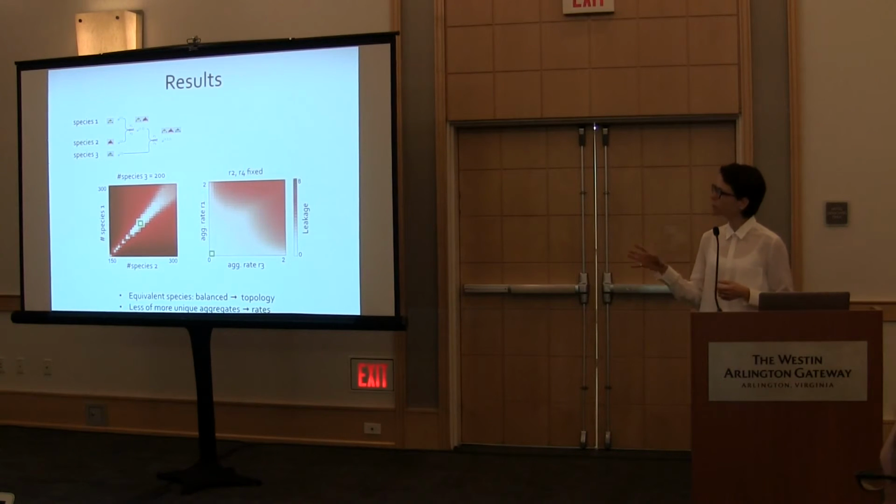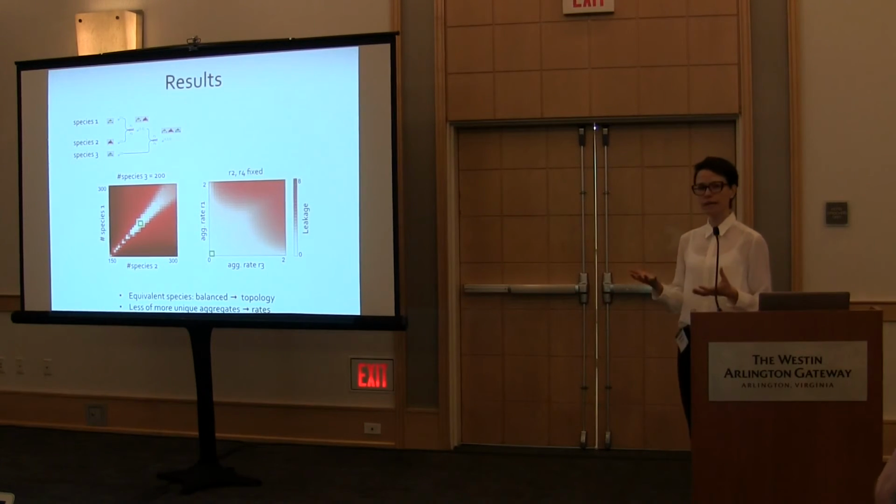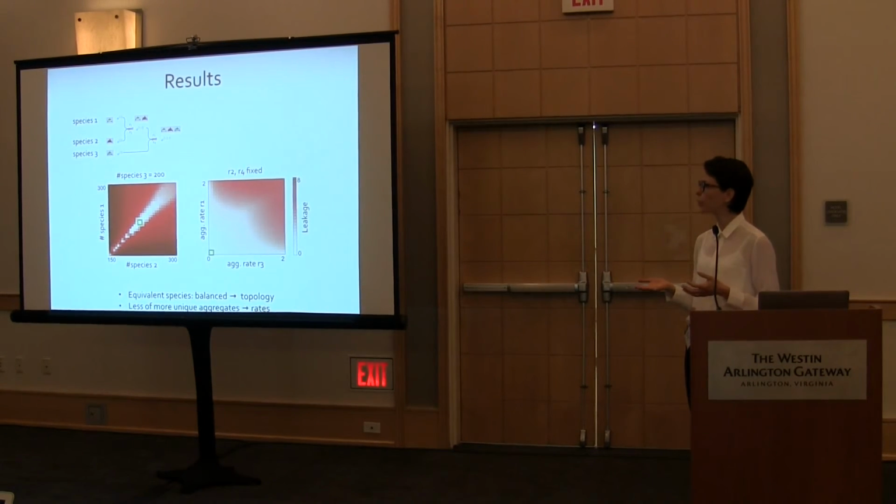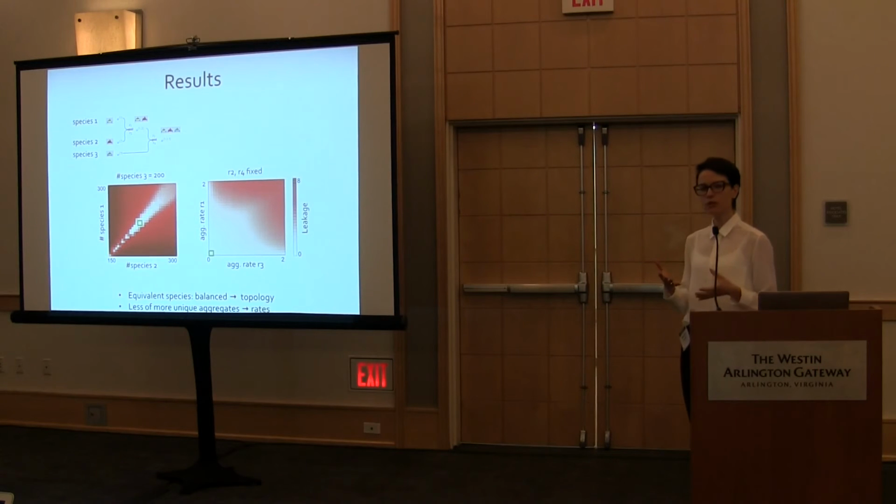And so these results here are showing you the leakage. The redder it is, the more information is being leaked, the less private it is. On the left-hand side, what we did was we varied the number of robots in either species 1 or species 2. And you can see that we have a minimum leakage value along the diagonal of that plot, which points to the fact that topologically equivalent species, as you can see in the graph up there, need to be balanced so that we have reduced privacy.